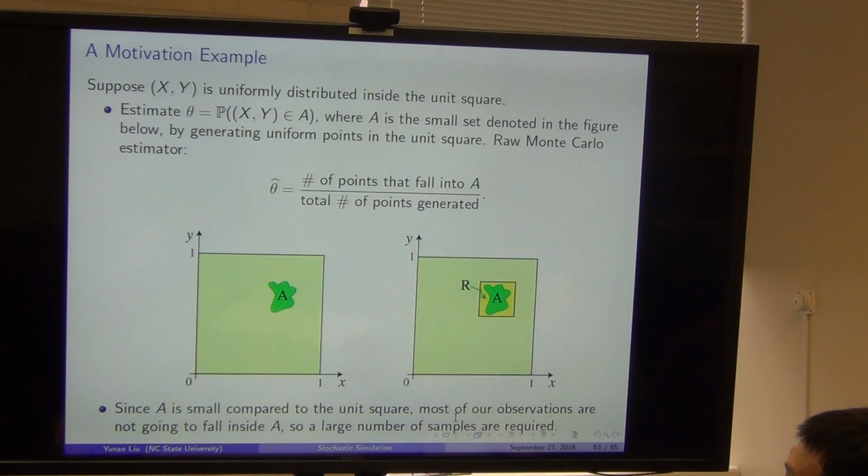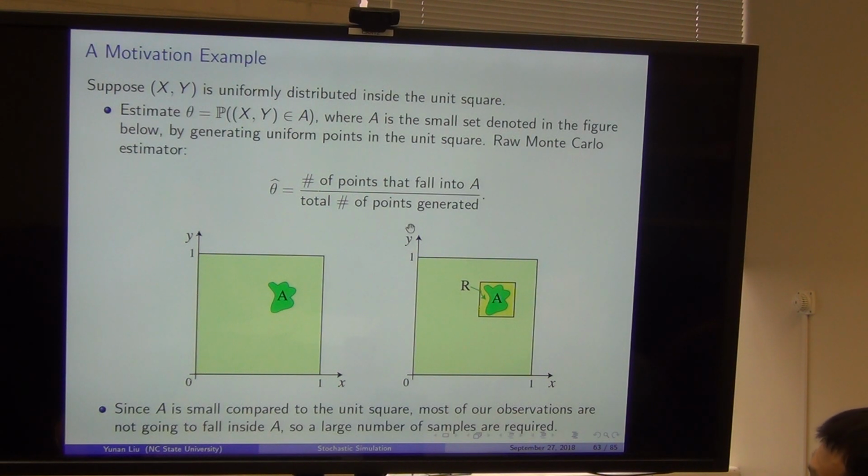Okay. Let's consider a toy motivating example. Suppose the vector (x, y) is uniformly distributed inside a unit square. So I have a unit square, and I have x and y, which is the random point, uniformly distributed here. Let's say the objective is to estimate theta. What is theta? Theta is the probability that the point falls into a smaller region, A. So A is here, and this is the bigger set, and all we know is that (x, y) is uniformly distributed in the bigger region.